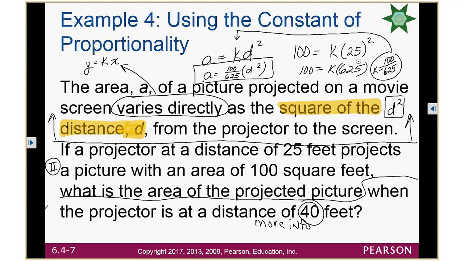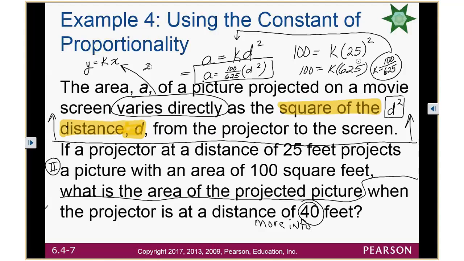All right. So what'd you get? What's 100 divided by 625 multiplied by 1600? Okay, I'm waiting. You're going to have to interact. Some of y'all with calculators, you're going to have to interact. I'm sorry, what? 256. So the area of the screen is 256 square feet.